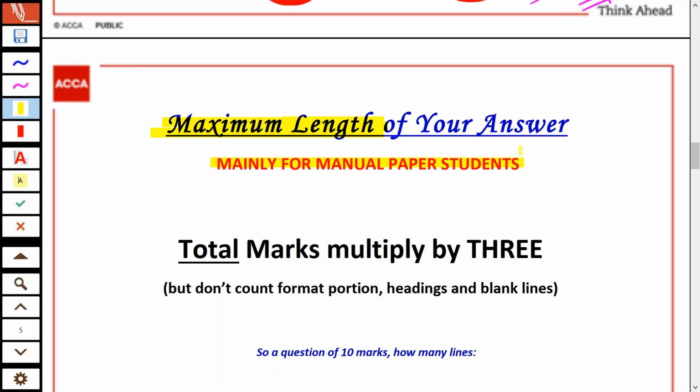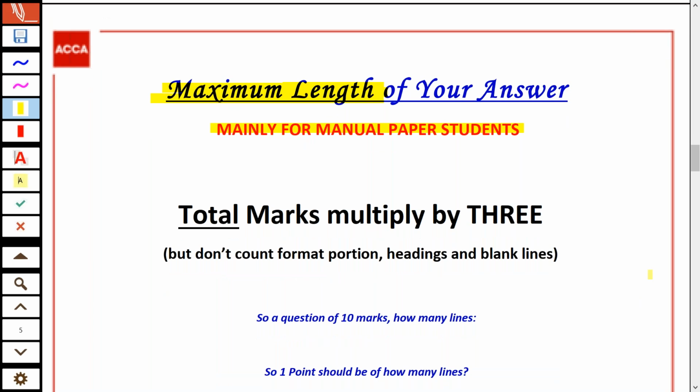Why? Because in the CBE paper, it's a typing document, and you are copy pasting stuff, you're making tables, and then you're typing stuff. So there it's very difficult to determine the number of lines, and plus because you can copy paste a lot of stuff there, you don't need to write anything, and it saves a lot of time. So the number of lines is more applicable for students who are giving manual paper, because whatever they are writing, it is taking time.